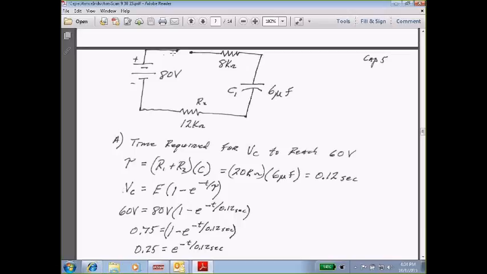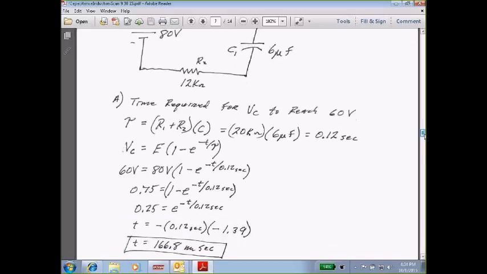In other words, the instant we close the switch, we start timing it, and we want to know how long it's going to take for the voltage across the cap to reach 60 volts, even though we're applying the 80. So let's find our time constant. Time constant is your total resistance in your charging loop, which is R1 plus R2. That's 8 plus 12, that's the 20 K, times the total capacitance, which in this case is just 6 microfarad. That's 0.12 seconds.